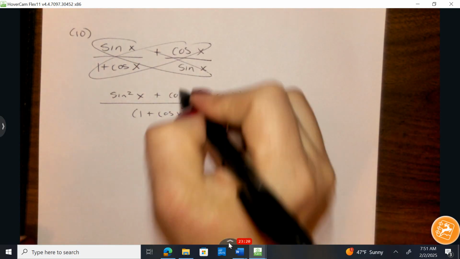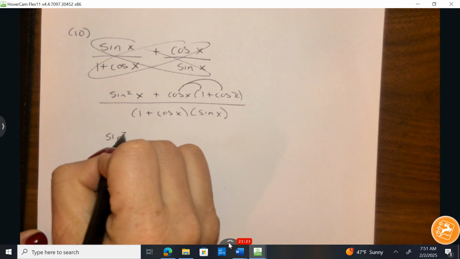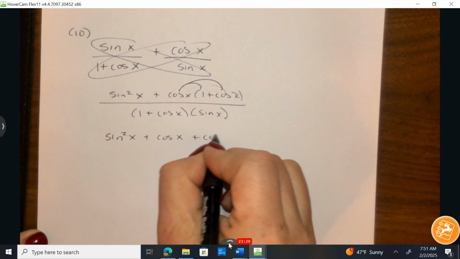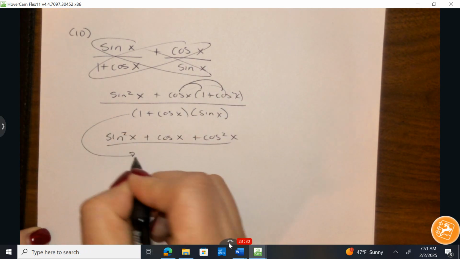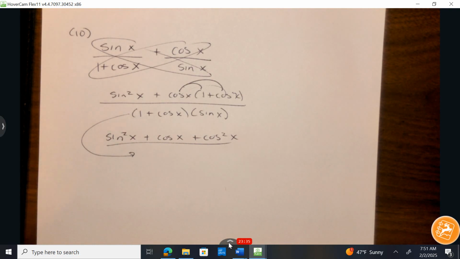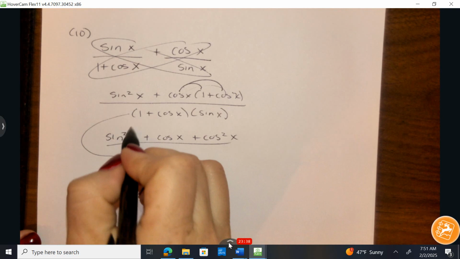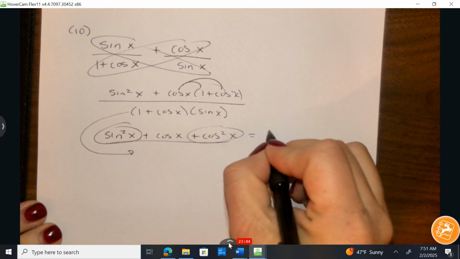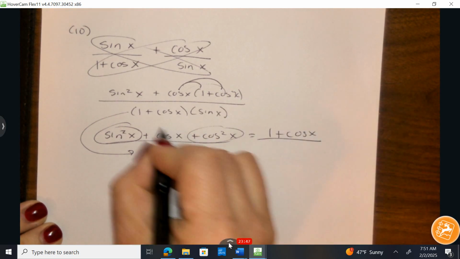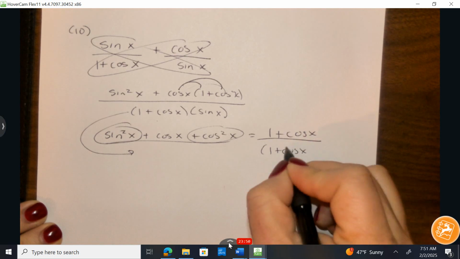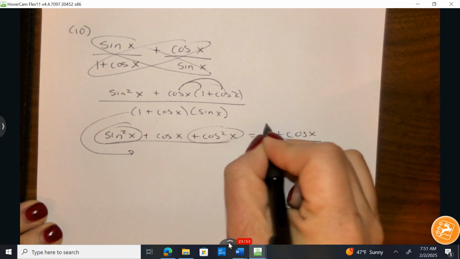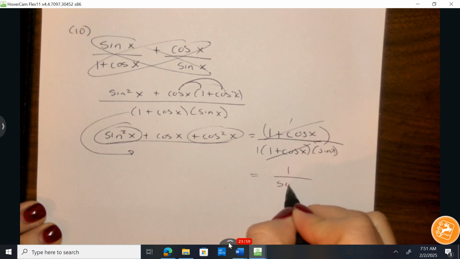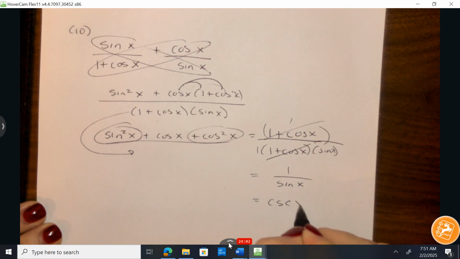Okay, what else can I do? Well, let's go ahead and let's distribute this to see what we have. So I have sine squared x plus, okay, that's just the cosine of x, and this is cosine squared x, all over this exact same quantity, 1 plus the cosine of x times sine. Oh, look, I have a sine squared plus a cosine squared. Well, a sine squared plus a cosine squared is simply 1. So this is 1 plus the cosine of x over 1 plus the cosine of x times the sine of x. And notice on top and on bottom, I'm able to simplify this into 1. And I'm left with 1 over the sine of x. So 1 over the sine of x is simply the cosecant of x.